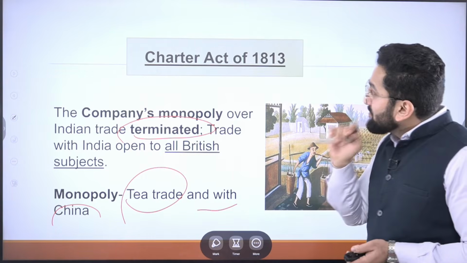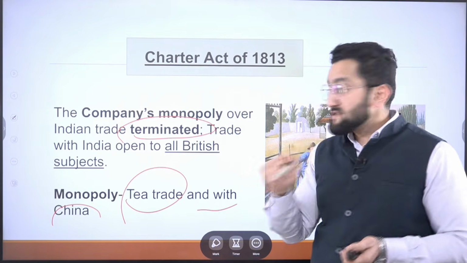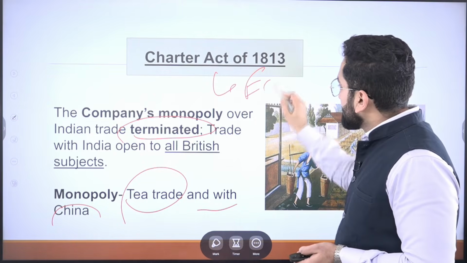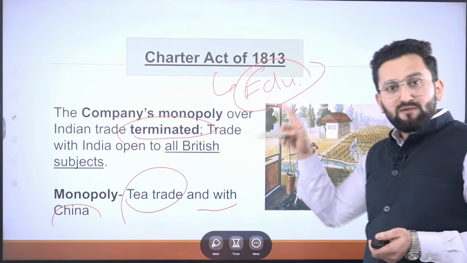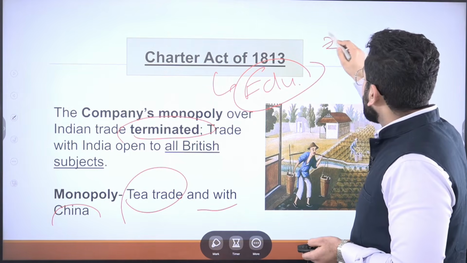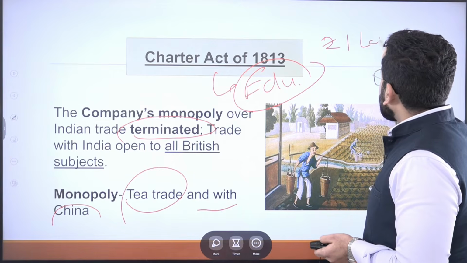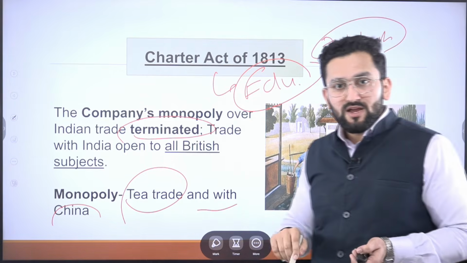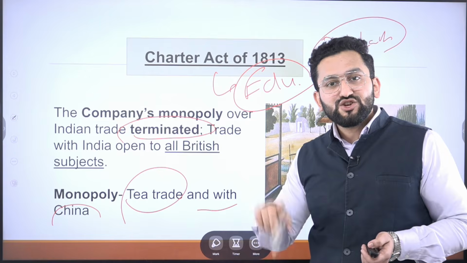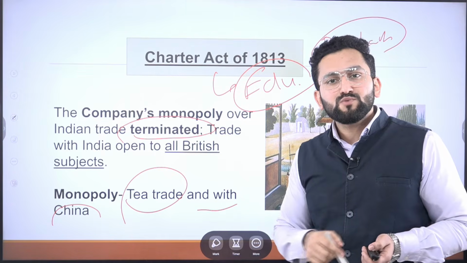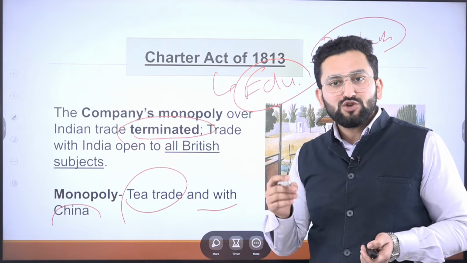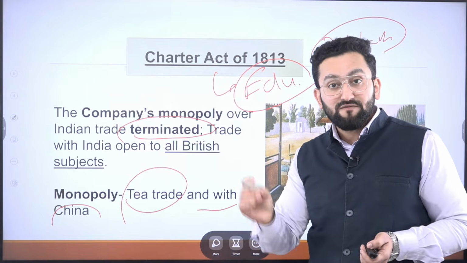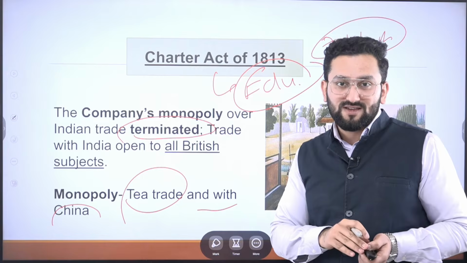Right? Another important thing of Charter Act 1813 is education, because it was under this act that the British government earmarked 1 lakh rupees annually for modernized education in India. So the purpose was that we need people to run the administration. We need to give them specific skills so that they can be of use to us.